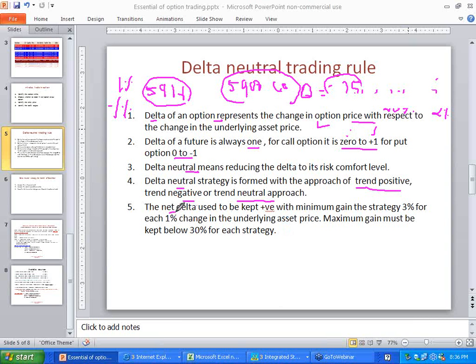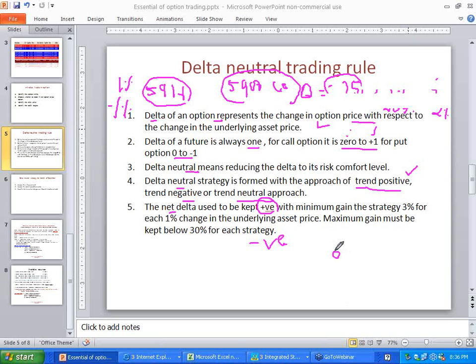Delta neutral means we are going to form this strategy for the trend positive, trend negative or trend neutral approach. Whenever we are forming this strategy in a trend positive, the net delta must be kept positive. And whenever we are forming it for a negative trend, the net delta must be kept negative. And whenever we are forming it with the trend neutral, the net delta must be kept near zero.